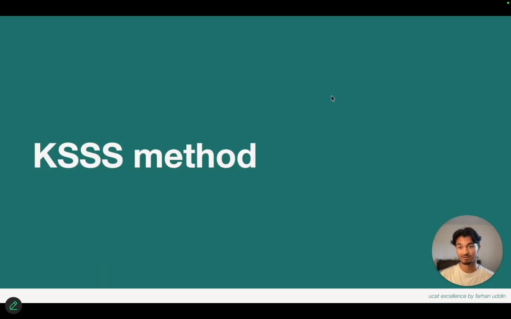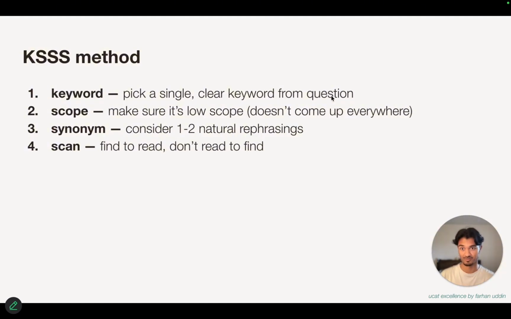So let's hear it, the KSSS method. It stands for keyword, scope, synonym, and scan. So keyword is all about picking one singular clear keyword from the question. Scope is about making sure it doesn't come up everywhere in the passage. Synonym is considering one or two natural rephrasings of your keyword and then finding that in the passage.